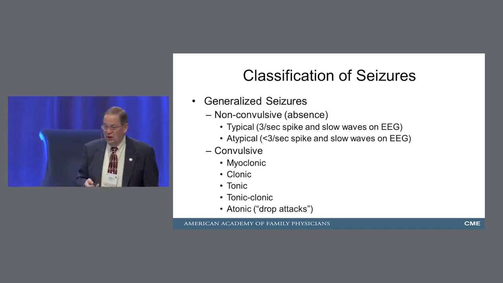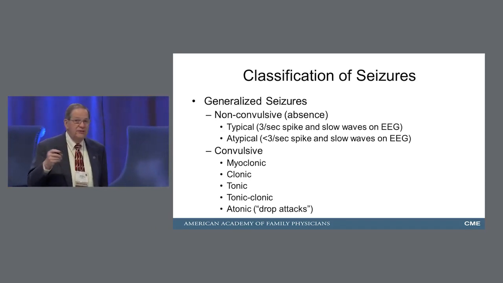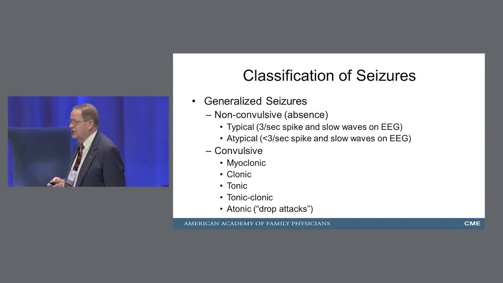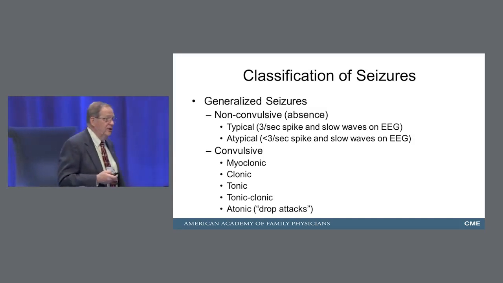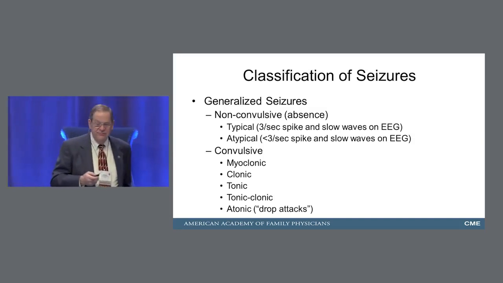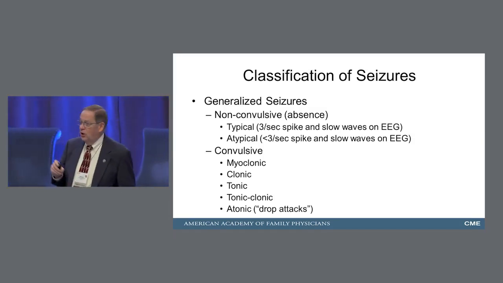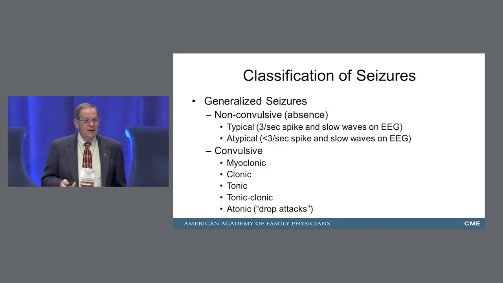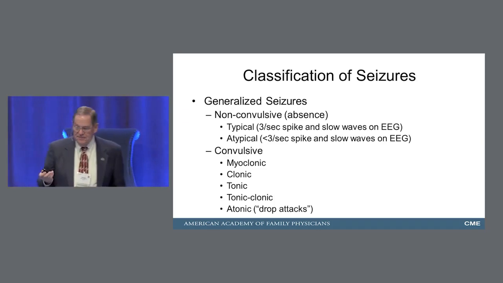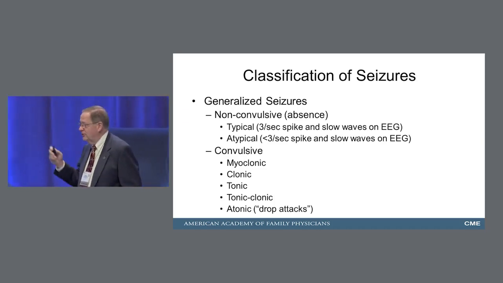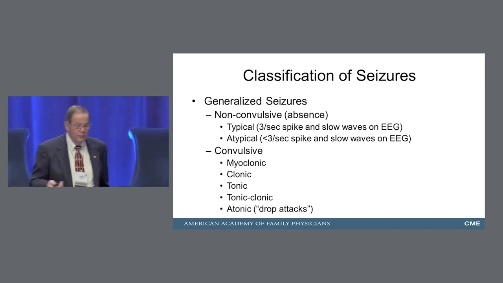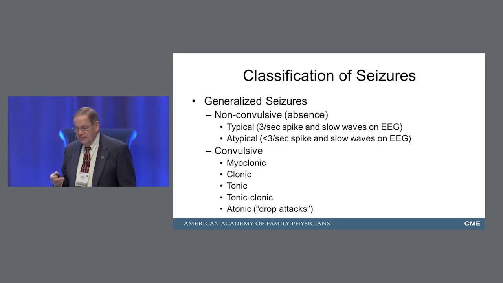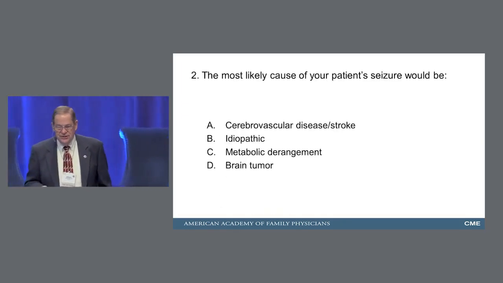Generalized seizures are either those that are called non-convulsive. The old term is absence. You'll still hear neurologists using that term. The typical non-convulsive generalized seizure is what used to be called petit mal, has that specific classic finding on the EEG. There are other atypical types. And then convulsive seizures, there are several different classifications. The far and away most common is tonic-clonic, where they stiffen and then shake. But there are others, as you can see, that we've listed there.